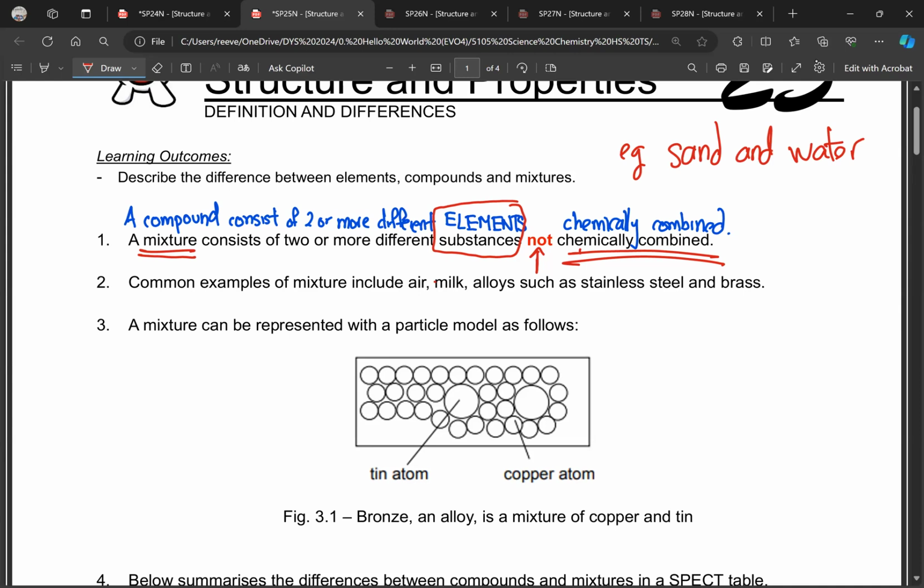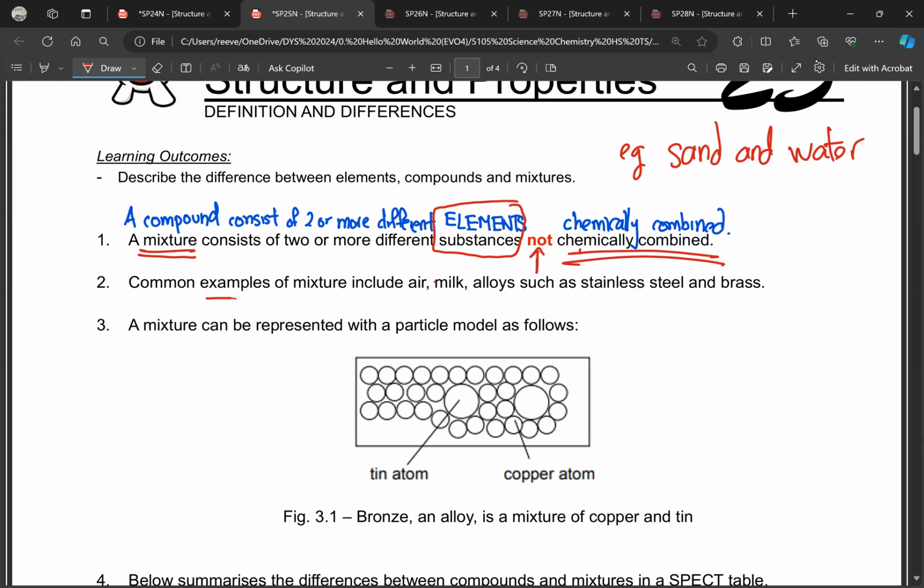So that is not chemically combined. It's a mixture. There are two different substances: one is water, one is sand. I don't call them elements because they are not elements. Sand is sand. So sand and water are two different substances, not chemically combined. I mix them together, I get a mixture.